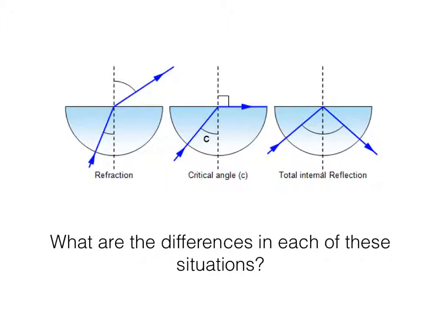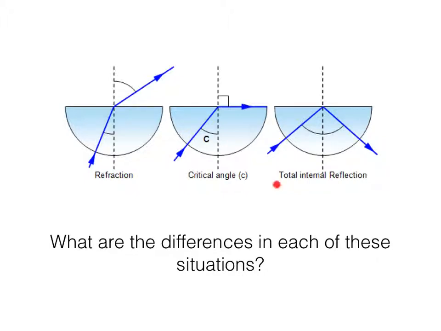In my second example, we still have the process of refraction, but here the angle of incidence is a little bit larger. And this means that when the ray of light moves away from the normal, it actually moves away at exactly 90 degrees. When this happens, we say that the angle of incidence is actually at the critical angle.